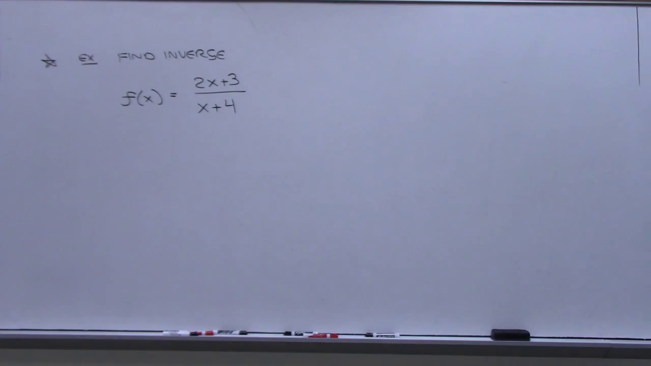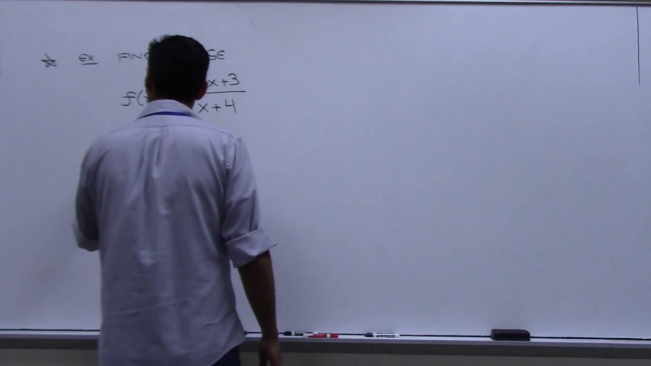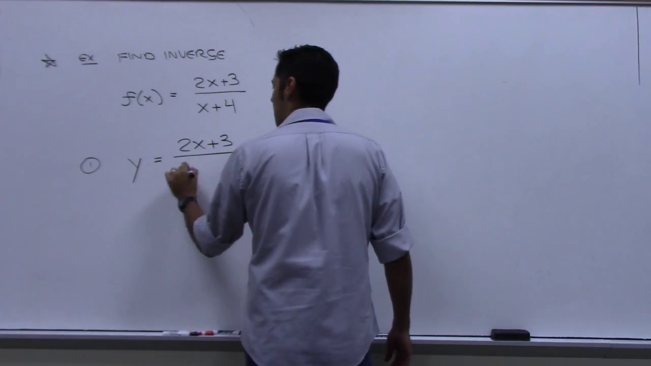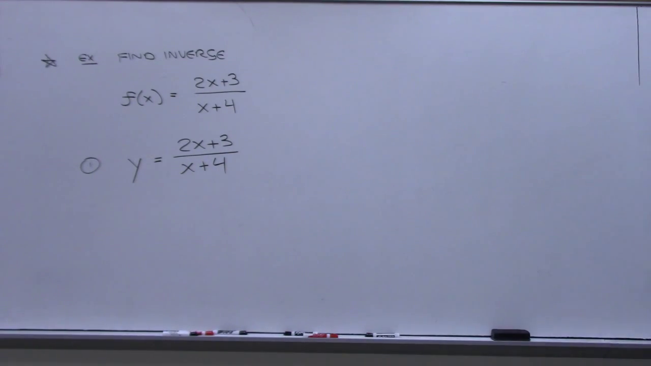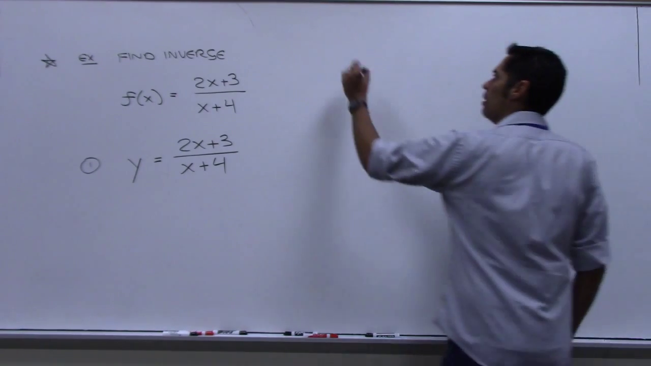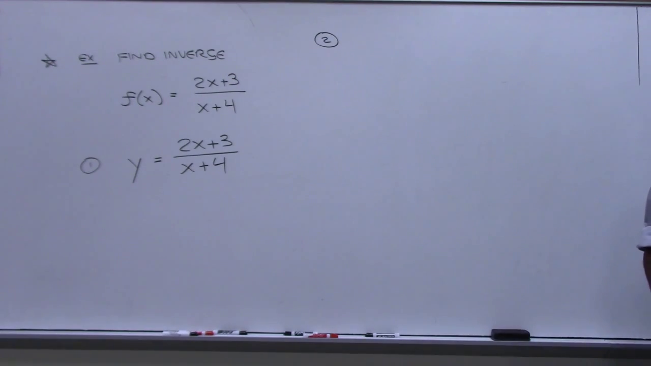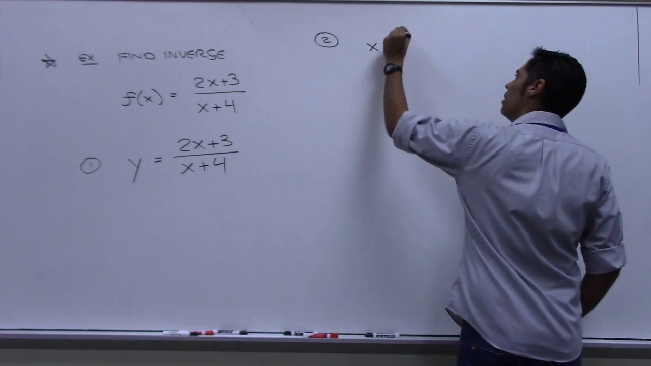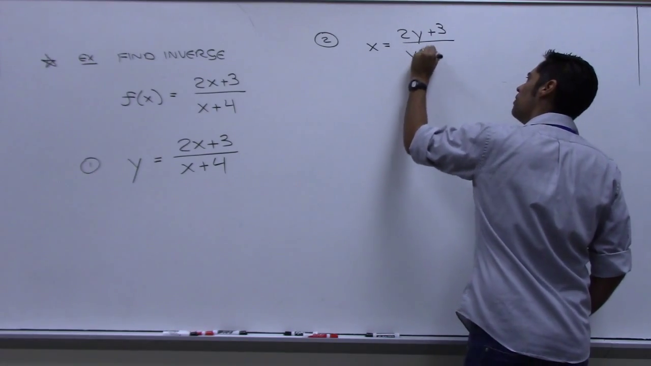Find the inverse. So let's follow the procedure. First, I replace f of x with y. And what do I do next? Interchange the x and y. So everywhere I see a y, I put an x. Everywhere I see an x, I put a y. So it's going to become x equals 2y plus 3 over y plus 4.